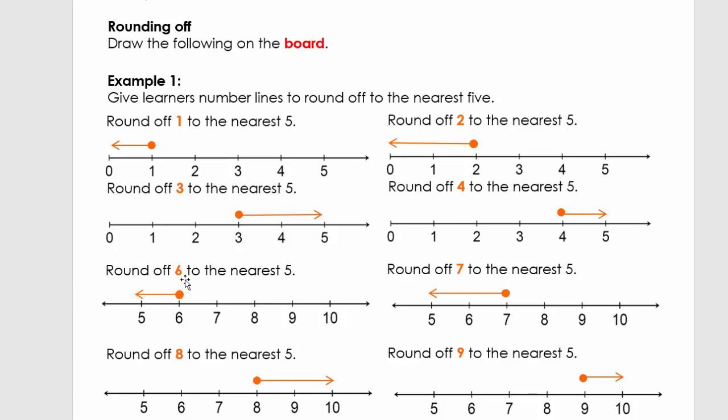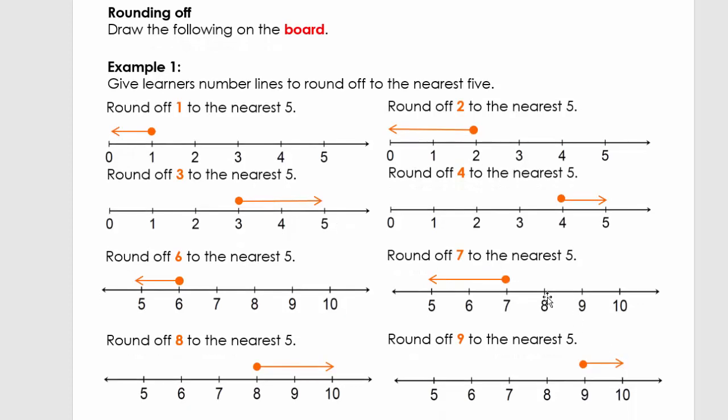So let's see then what happens to 6, 7, 8, and 9. So what I have now is my number line goes from 5 to 10. Remember, we work in fives, so we have it from 5 to 10. So if I go to round off 6 to the nearest 5, it's going to go to 5. 7 to the nearest 5, it's going to go to 5. 8 to the nearest 5, it's going to go to 10. And 9 to the nearest 5, it's going to go to 10.